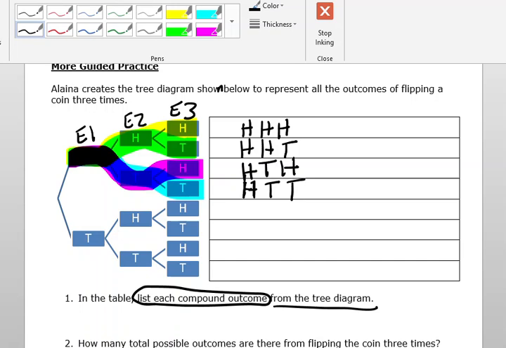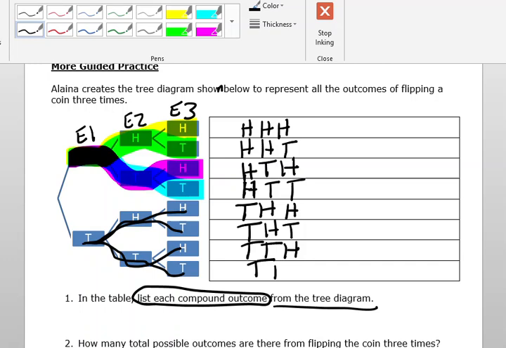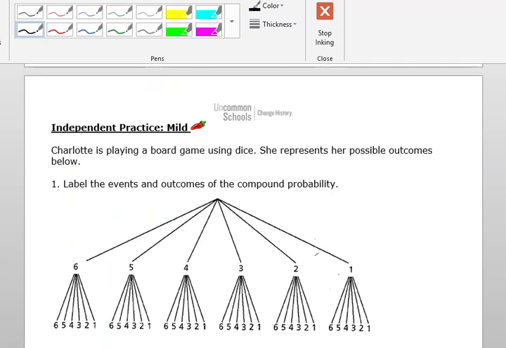So down here, I'm going to go tails, heads, heads; tails, heads, tails; tails, tails, heads; and tails, tails, tails. All right, so these are my possible outcomes. So I did that, number one, listing each possible outcome.